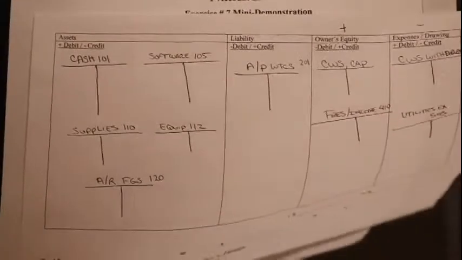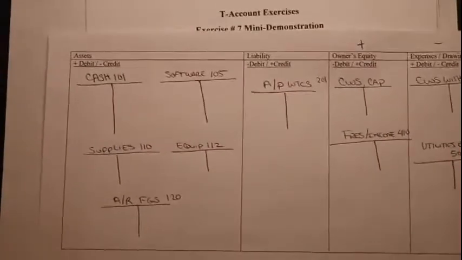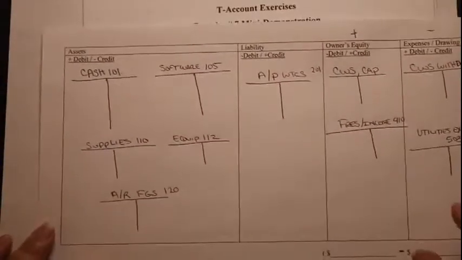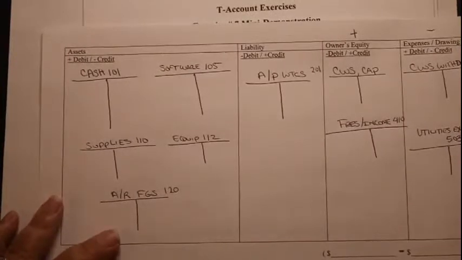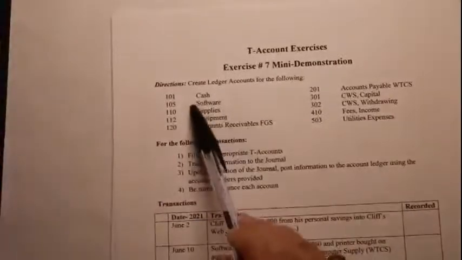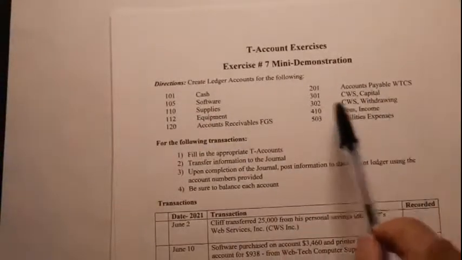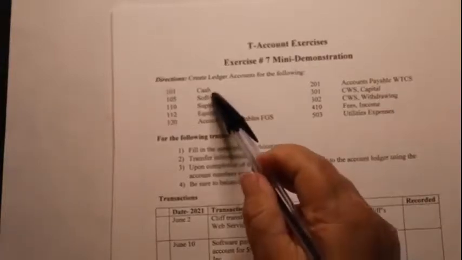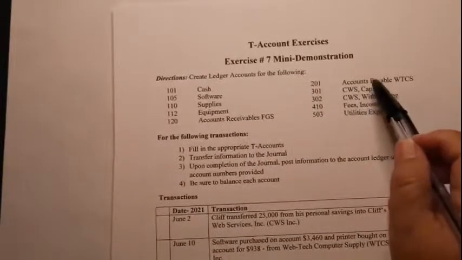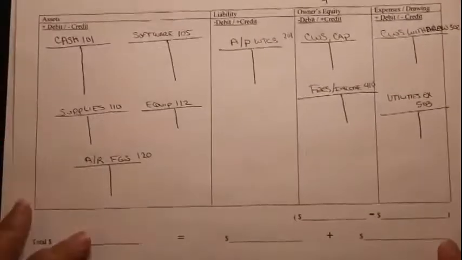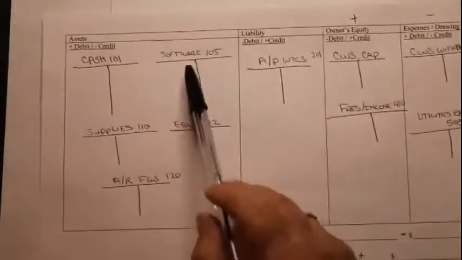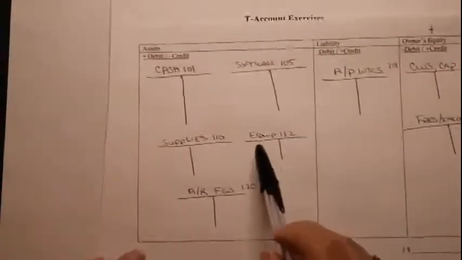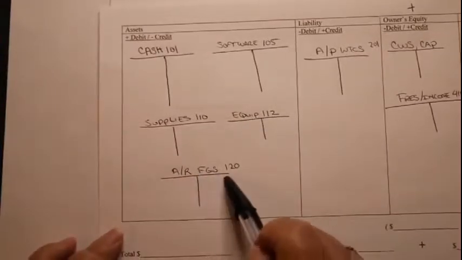Okay, so I have completed my T accounts here. And let me go over these with you. First of all, I counted how many accounts I have here. I have 1, 2, 3, 4, 5, 6, 7, 8, 9, 10. Okay, so I have cash, software, supplies, equipment, and accounts receivable.